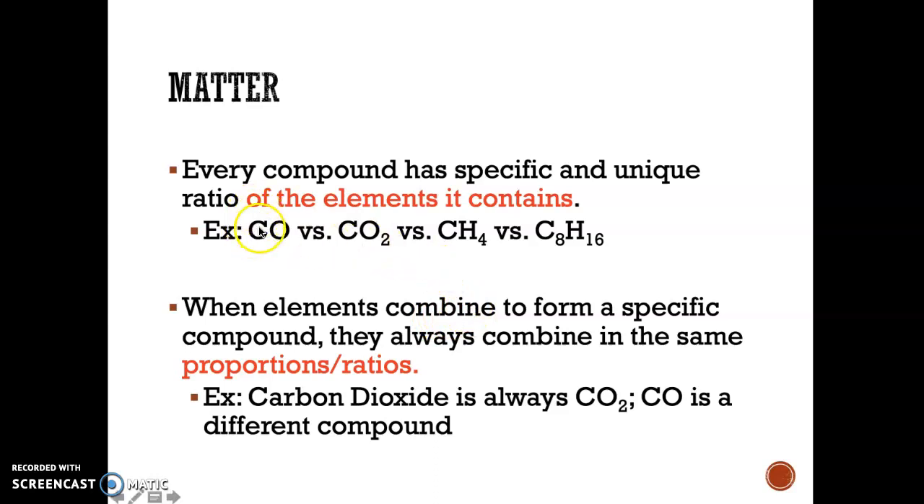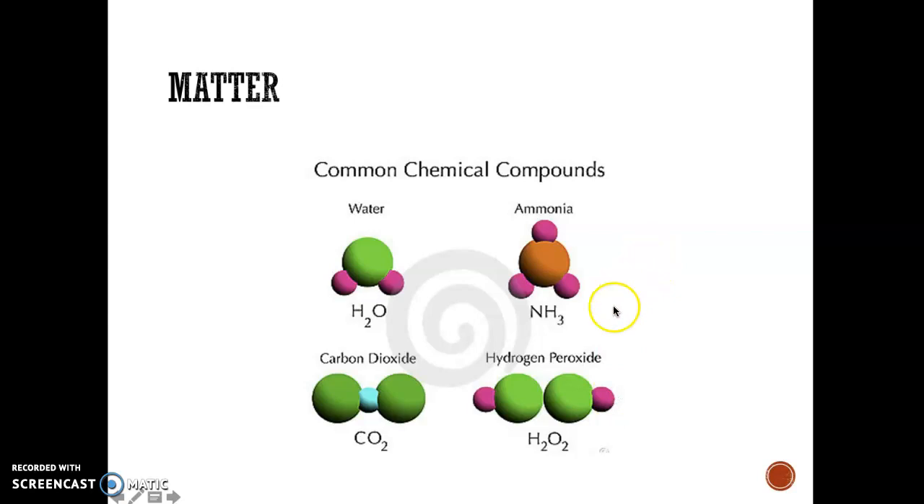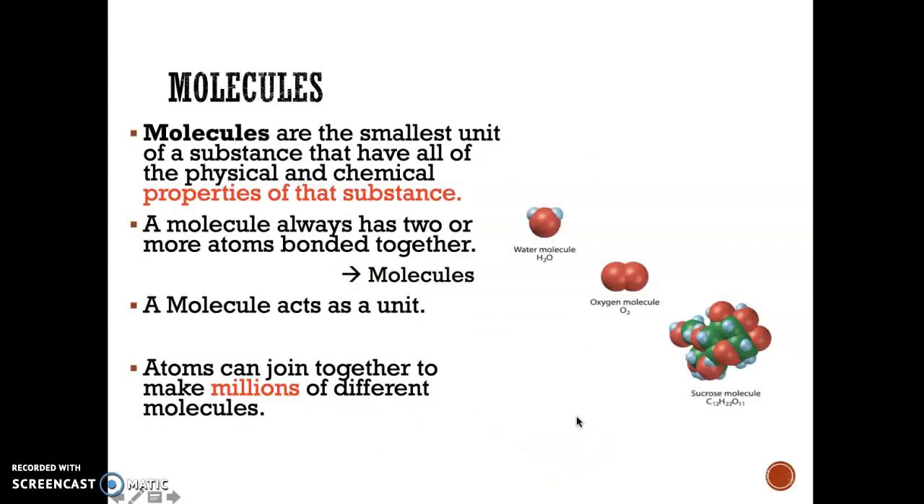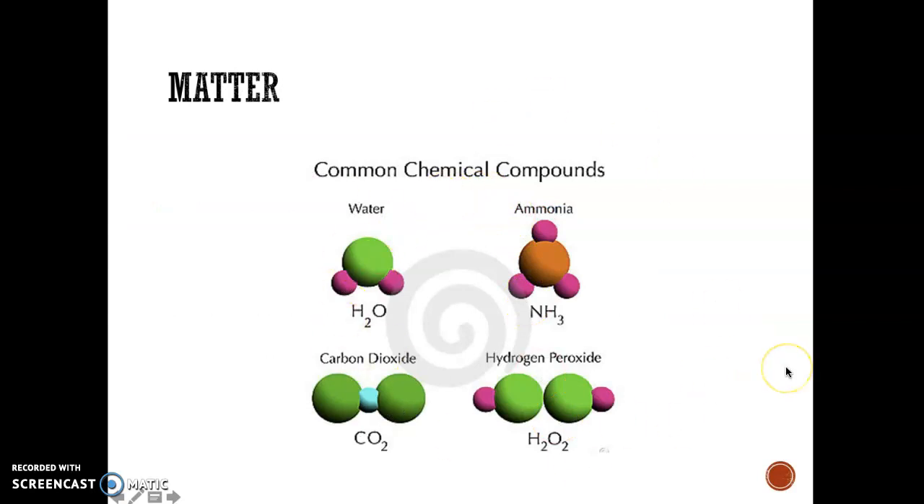So whenever I have carbon monoxide, it will always be 1 carbon and 1 oxygen, because it will always be in that ratio. Carbon dioxide is always going to be CO2. And if I change the number of C's or O's, then it's going to be a different compound with different properties. And these are different examples of structures. We have ammonia, hydrogen peroxide, water, and carbon dioxide. If you notice, water is H2O, hydrogen peroxide is H2O2. Their structures look a lot different as well. But these are all molecules of those compounds.